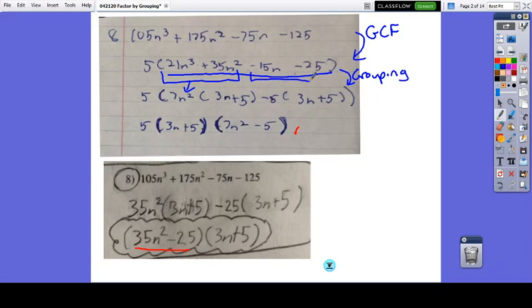The last 2 terms here had a negative 5 in common. Now this is going to be something that comes up multiple times. If the first term is negative, you're going to take a negative out with your GCF, and that's also going to change the sign of your second term. So when you do negative 15n divided by negative 5, you get 3n. When you do negative 25 divided by negative 5, you get positive 5.